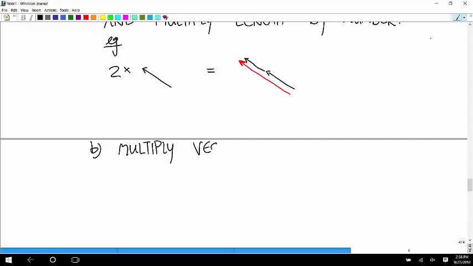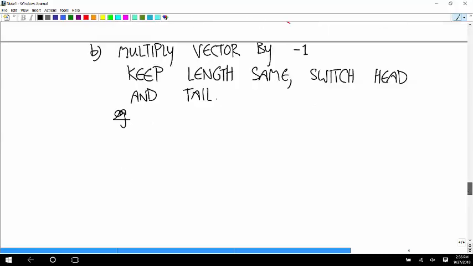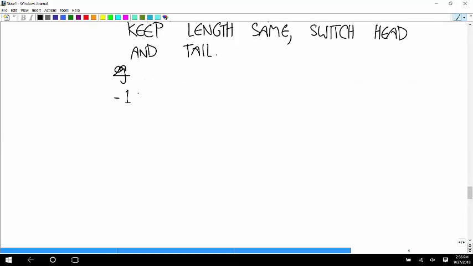So to multiply a vector by negative 1, keep the length of the vector the same and just switch the head and the tail. So, for example, negative 1 times this vector is this vector.